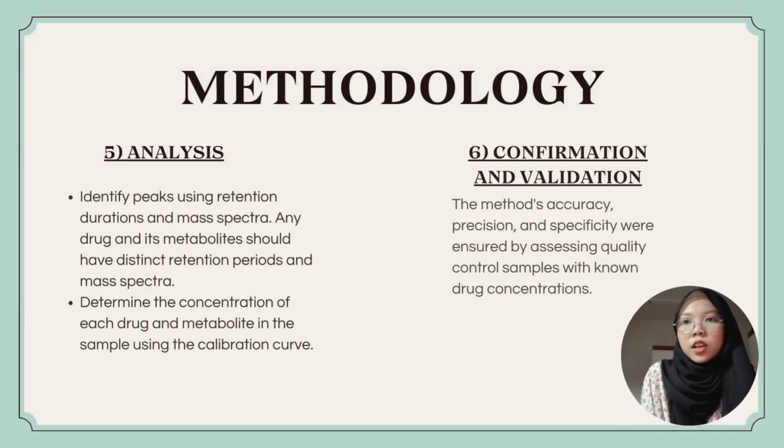The next one is analysis. To identify peaks using retention duration and mass spectra, any drug and its metabolites should have distinct retention periods and mass spectra. And we need to determine the concentration of each drug and metabolite in the sample using the calibration curve. The last one, confirmation and validation. The method's accuracy, precision, and specificity were ensured by assessing quality control samples with known drug concentration.